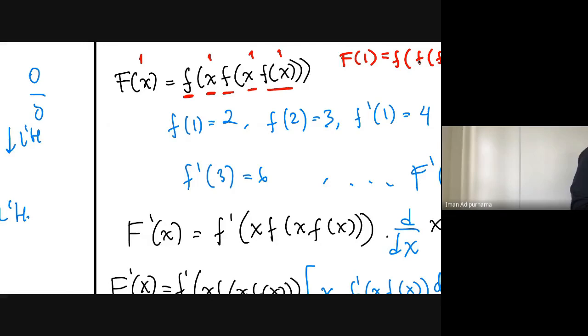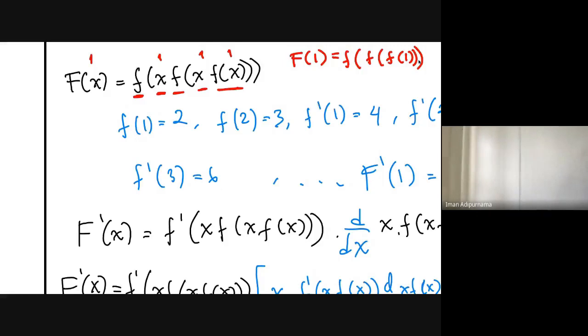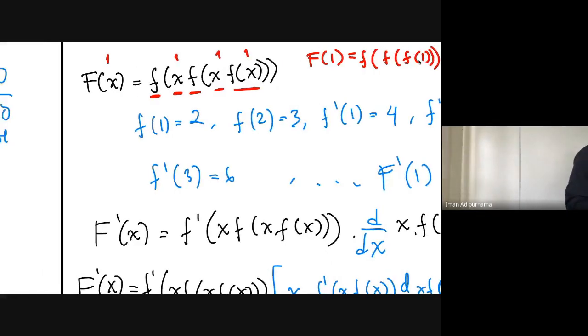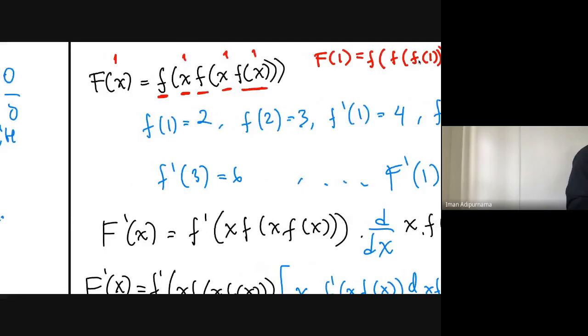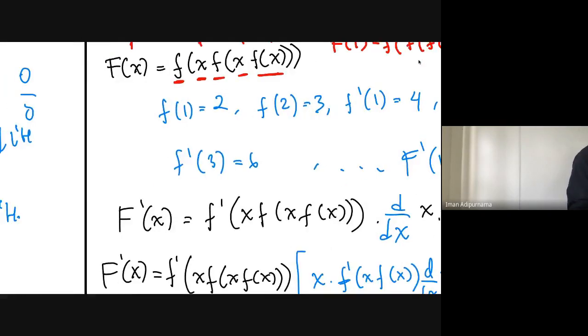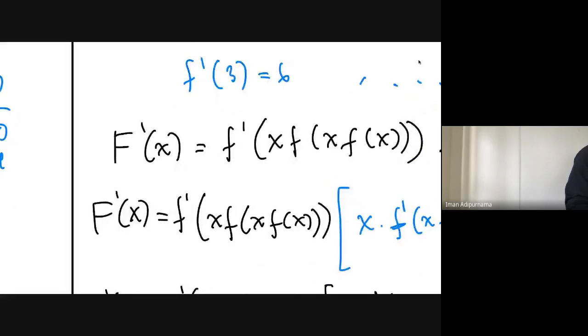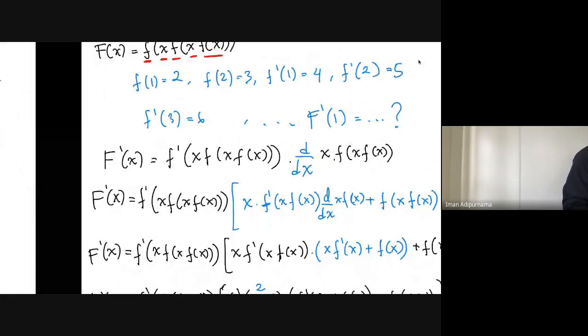So when you are doing any work with this composite function, because you don't really know what the equation of the function is, it's dangerous when you plug in directly. Because you don't really know what the function is. So what you need to do is prove the derivative from scratch first, using the chain rule.